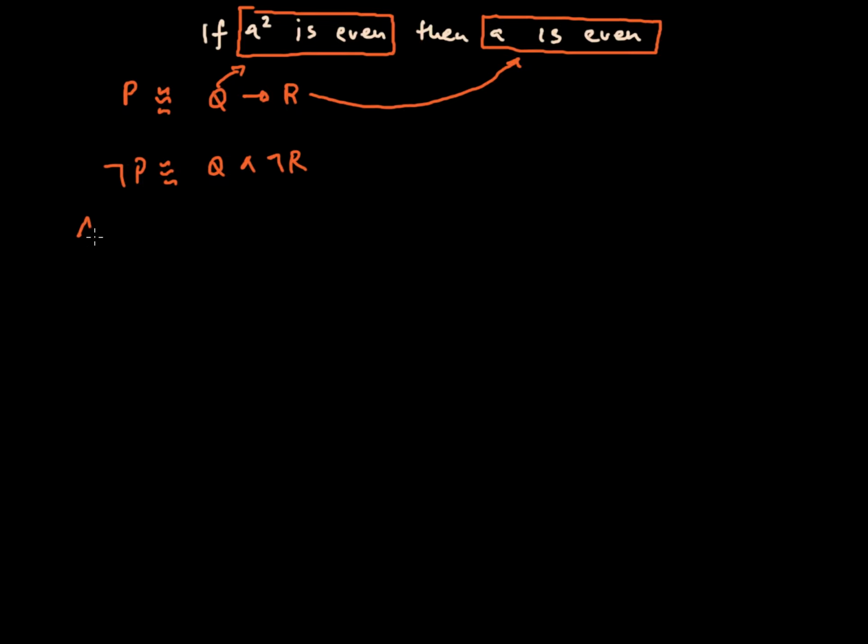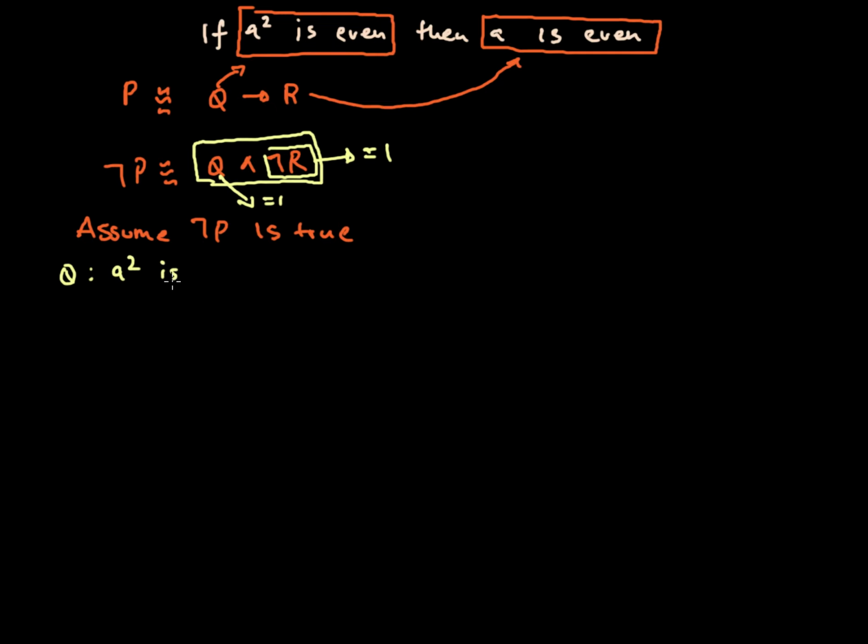Okay, so assuming that not P is true, then that tells you that this box over here must be true as well, which tells you that, because of the conjunction, Q must be true, and not R must also be true. So what is Q here? Well, Q is the statement that tells you a square is even. And not R, which is also true, tells you the statement that a is odd.